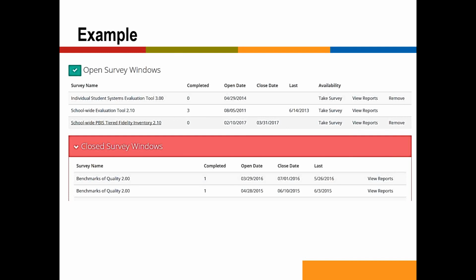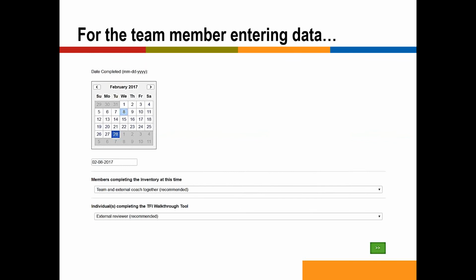The TFI will appear in the Open Surveys list. The team member in charge of entering data should click on the Take Survey button to get started. Another reminder for the team member entering data is that after you are logged into the survey, enter the date completed. Then select who is completing the TFI and who completed the walkthrough tool.